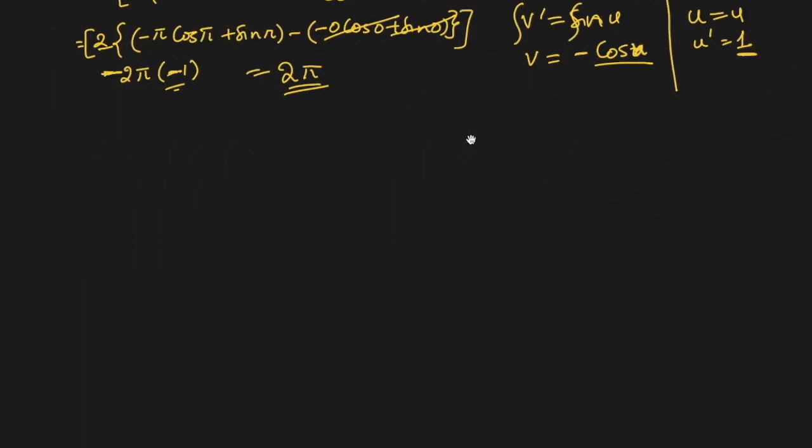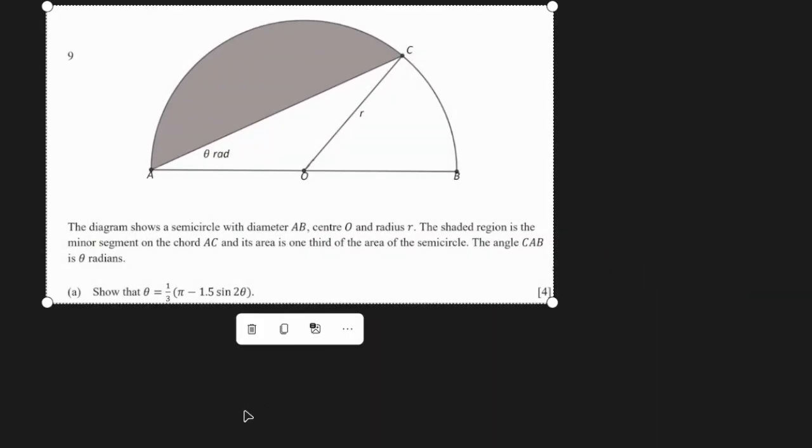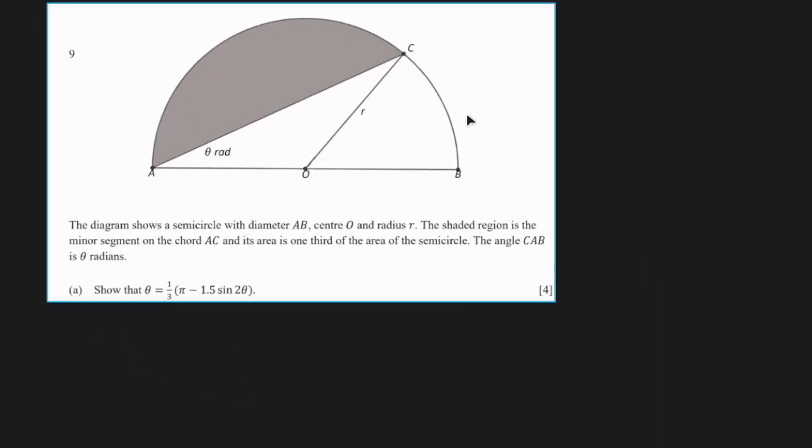Alright, question number 9. Let's use this space here. The diagram shows a semicircle with diameter AB. The center is at O, so OA and OB are the radii R. The shaded region is the minor segment with the chord AC, and its area is 1/3 of the area of the whole semicircle. The angle CAB is theta radians. Show that theta is, and so on.